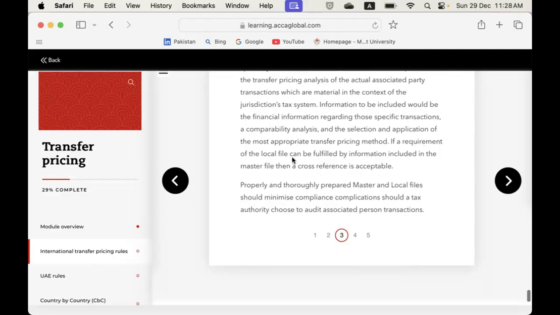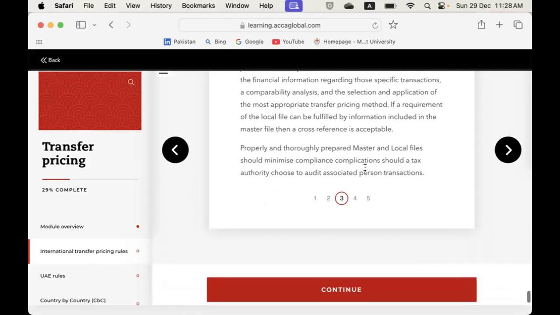If a requirement of a local file can be fulfilled by information included in the master file, then a cross reference is acceptable. Interestingly, it can also happen that some information already provided in a master file would be required in a local file as well. So we can give the cross reference to the master file. Properly and thoroughly prepared master and local files should minimize compliance implications should a tax authority choose to audit the associated person's transactions.